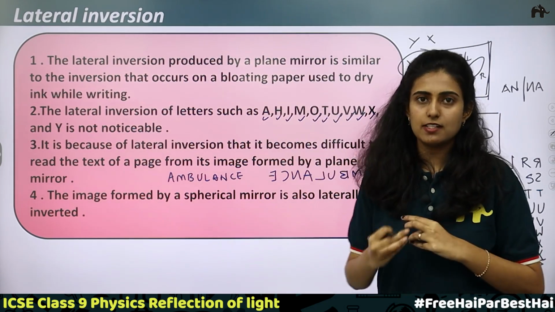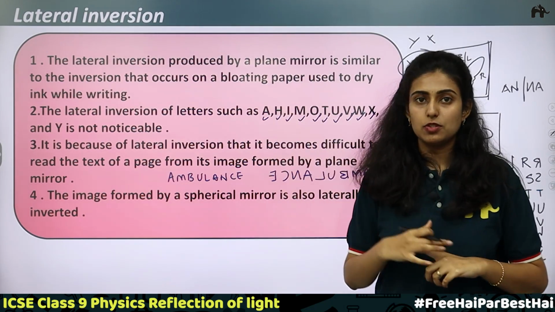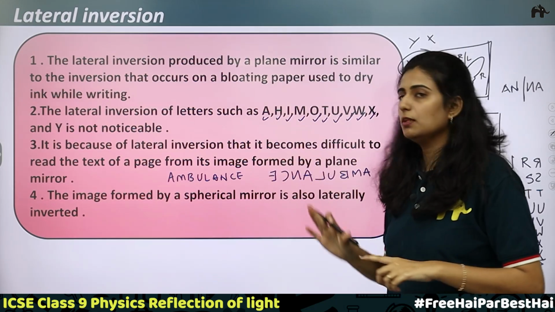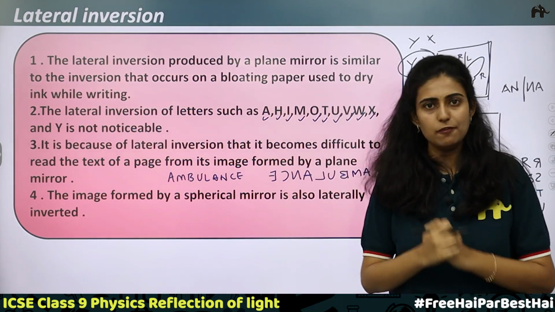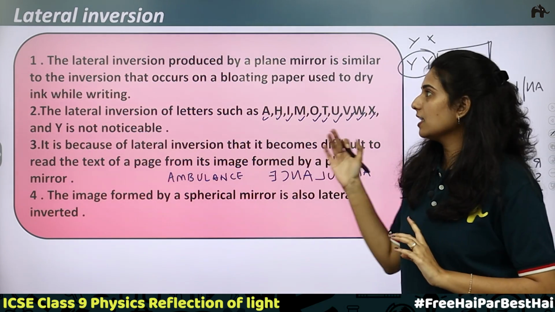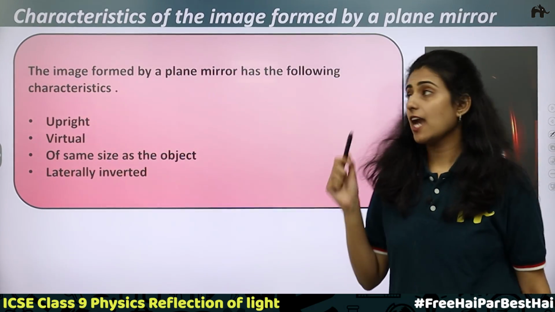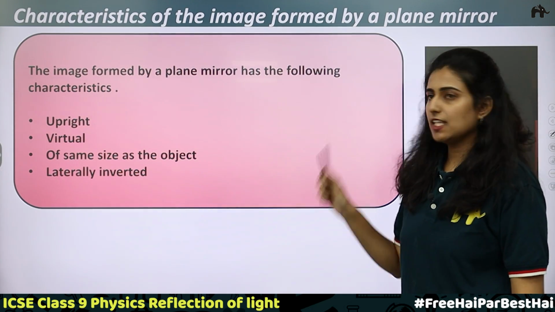So, spherical mirrors. In the case of vehicles, the rear-view mirrors are spherical mirrors. In spherical mirrors also, laterally inverted images will be formed, that is, left and right will be shifted. So, these are the properties of lateral inversion. What is lateral inversion? What are the characteristics of the image formed by a plane mirror? These are the characteristics.